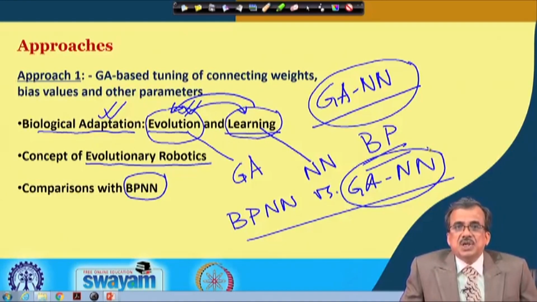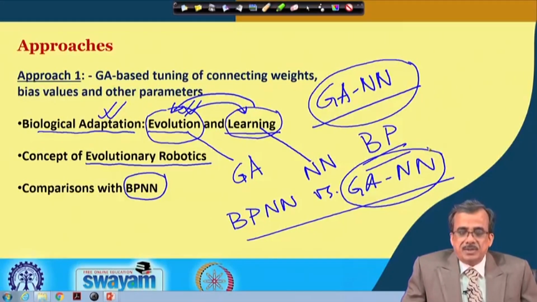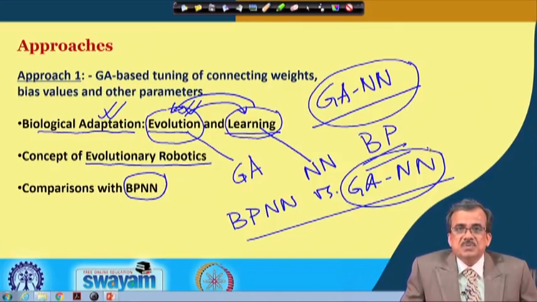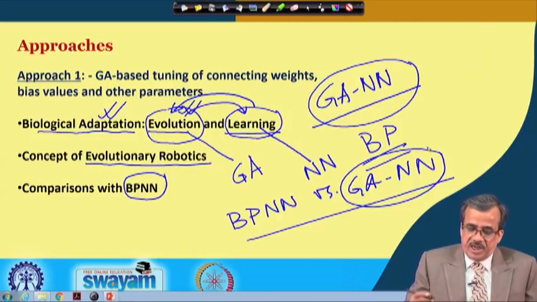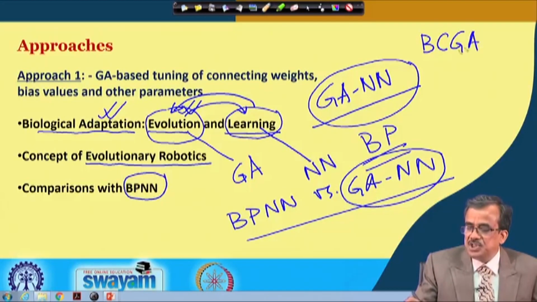Now, if you see the literature on genetic algorithm, we have got different versions of genetic algorithm. Those things I am not going to discuss in detail in this particular course, but this is available in the textbook used for this course. The first version of genetic algorithm is nothing but the binary coded genetic algorithm, that is the BCGA.